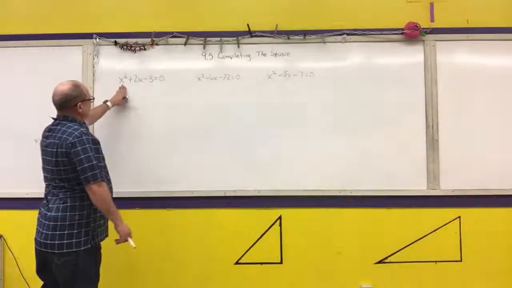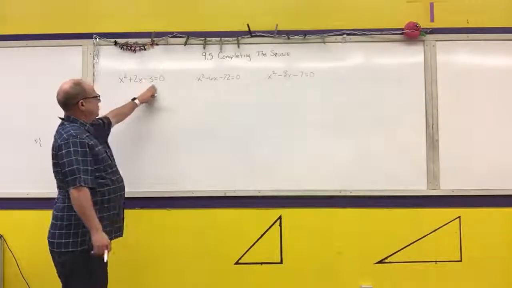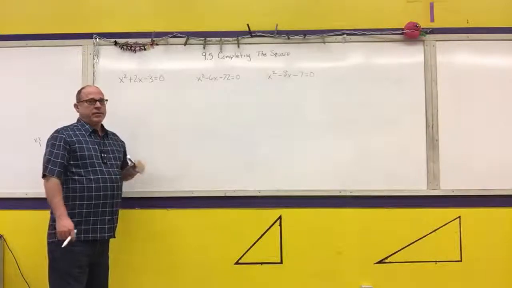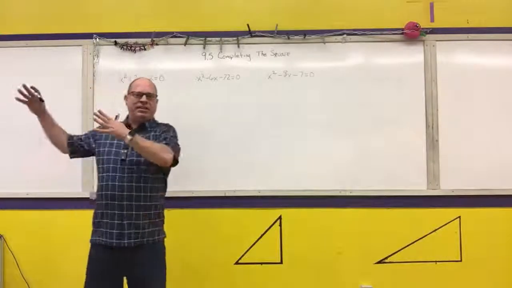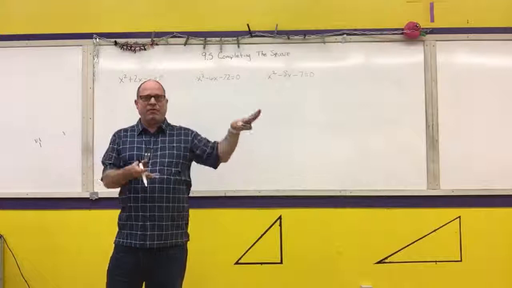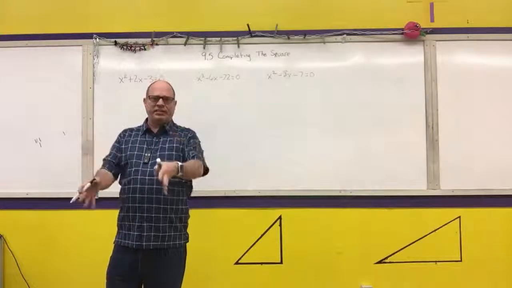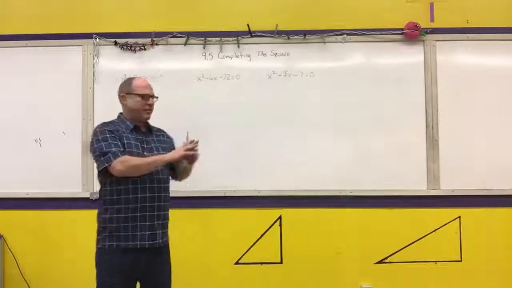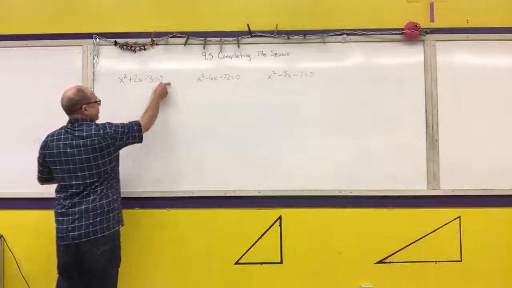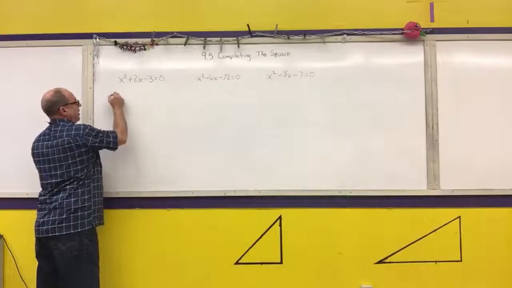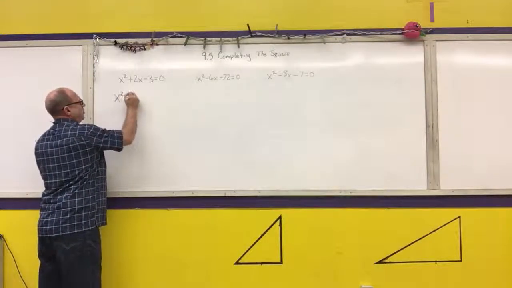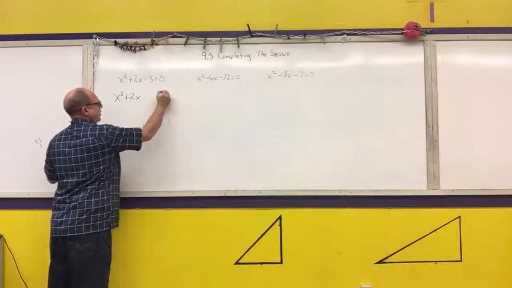So the first example is x squared plus 2x plus 3 equals 0. The first thing I want to do is get the number portion, that constant term, over to the other side of the equation, so I just have x's on one side, numbers on the other. I'm going to add 3 to both sides. That leaves me with x squared plus 2x equals 3.